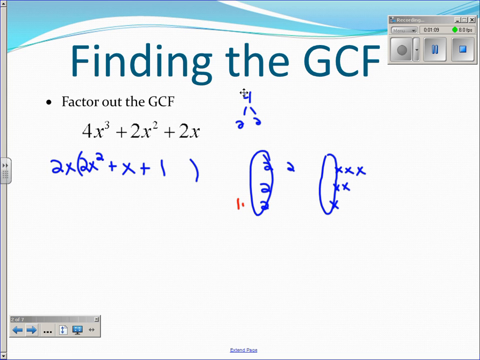To make sure we got it correct, we could distribute this 2x. 2x times 2x squared is 4x cubed. 2x times x is 2x squared. And 2x times 1 is 2x.